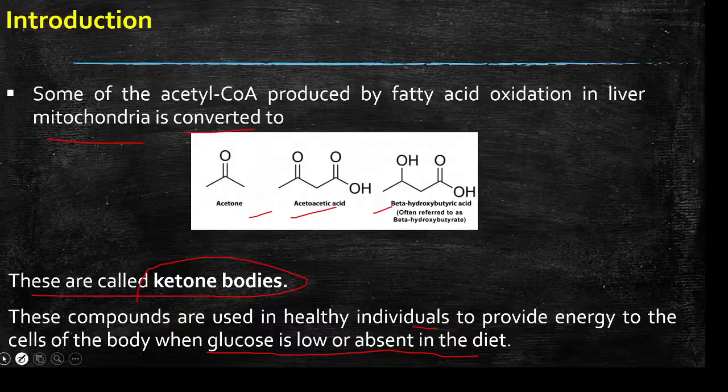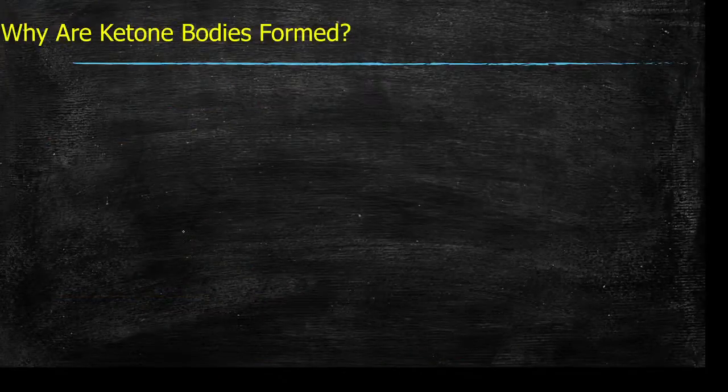Mainly, this plays a very important role in providing energy when we are fasting. Okay, when we are fasting or starving, when you don't consume food for a longer period of time, the fat breaks down and produces acetyl-CoA, and this acetyl-CoA is converted to acetone, acetoacetic acid, beta-hydroxybutyrate. These will become the source of energy for many different types of cells.